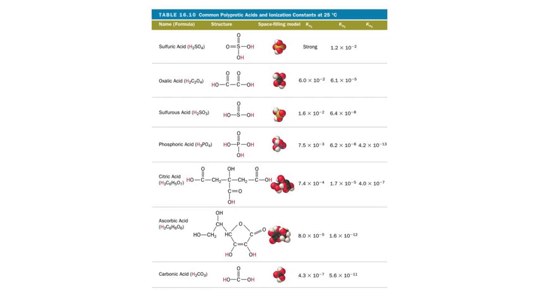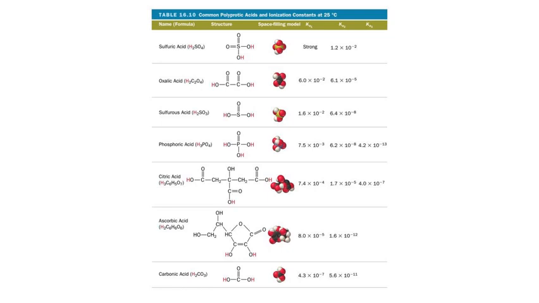We've talked about acids, we've talked about bases. We're going to talk about polyprotic acids. And so polyprotic means that there's more than one hydrogen that can dissociate. And so we have multiple Kas because of the different hydrogens that dissociate.